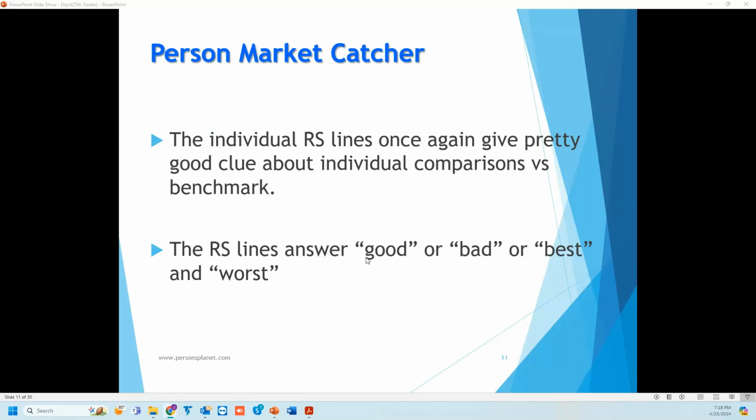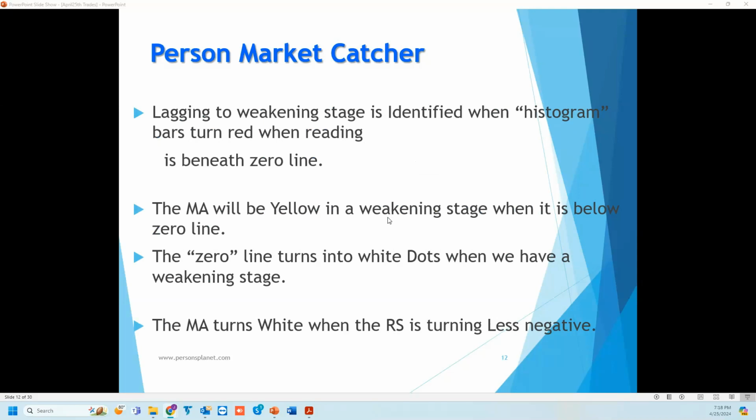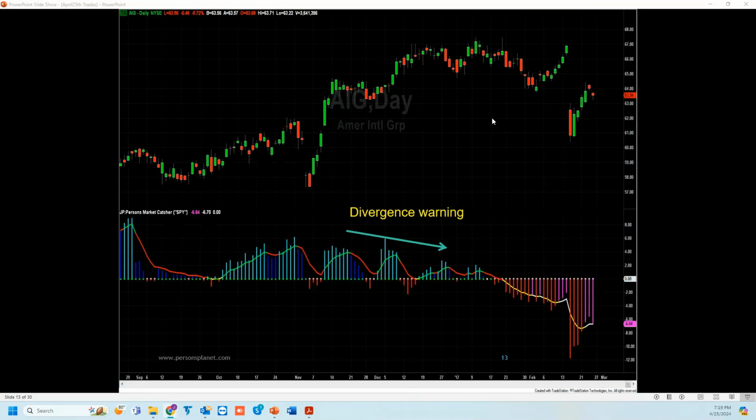The relative strength lines, remember, have four concepts with PMC: good, bad, best, and worst. What does that really mean? A lagging weakening stage is when the histogram turns red. That's bad. If you're long and the histogram turns red and starts to trade below the zero line, that's negative performance. I think the next slide will clearly show this. You can see the four colors here: fuchsia, red, light blue, and dark blue.